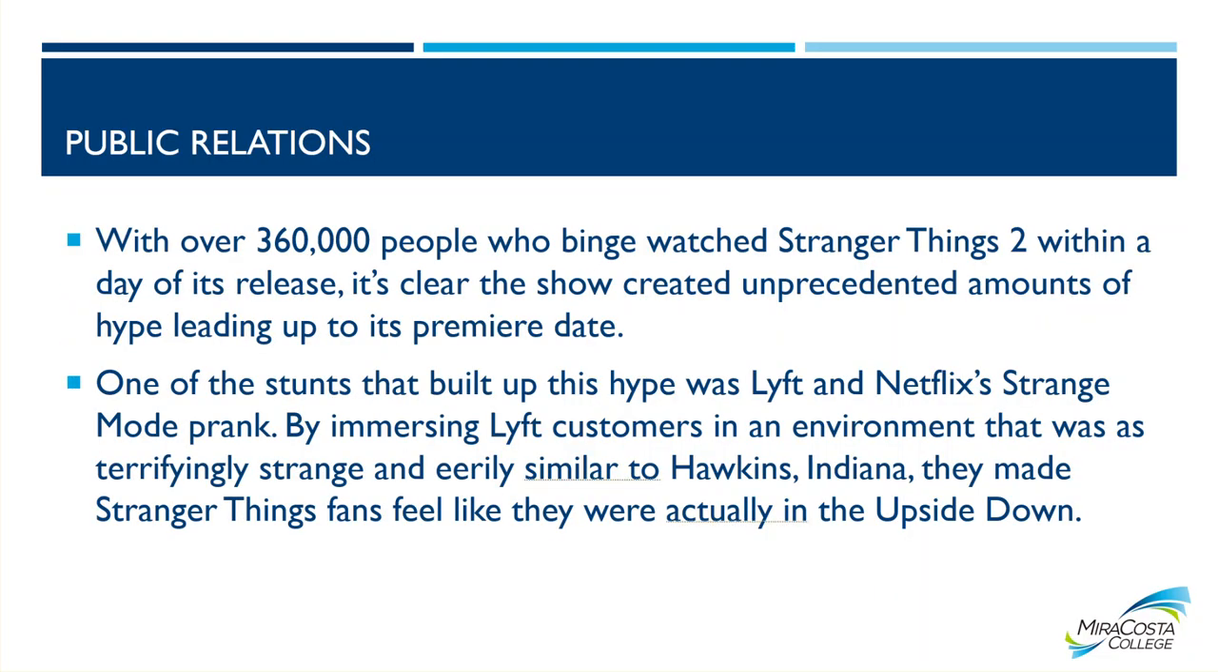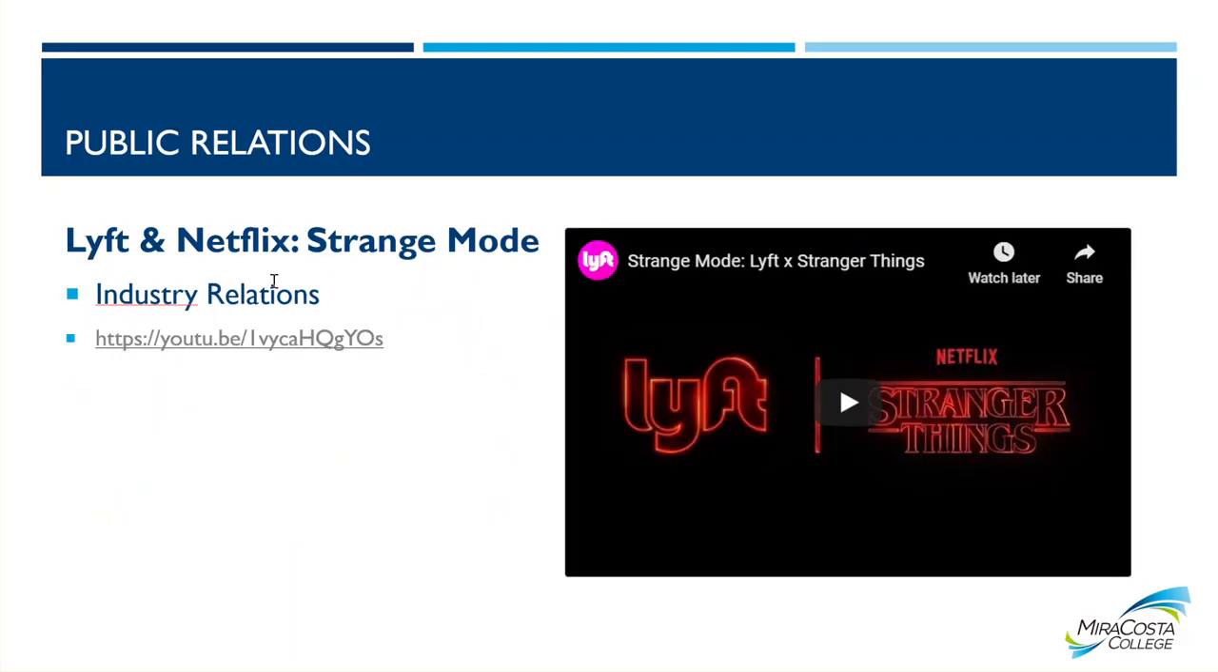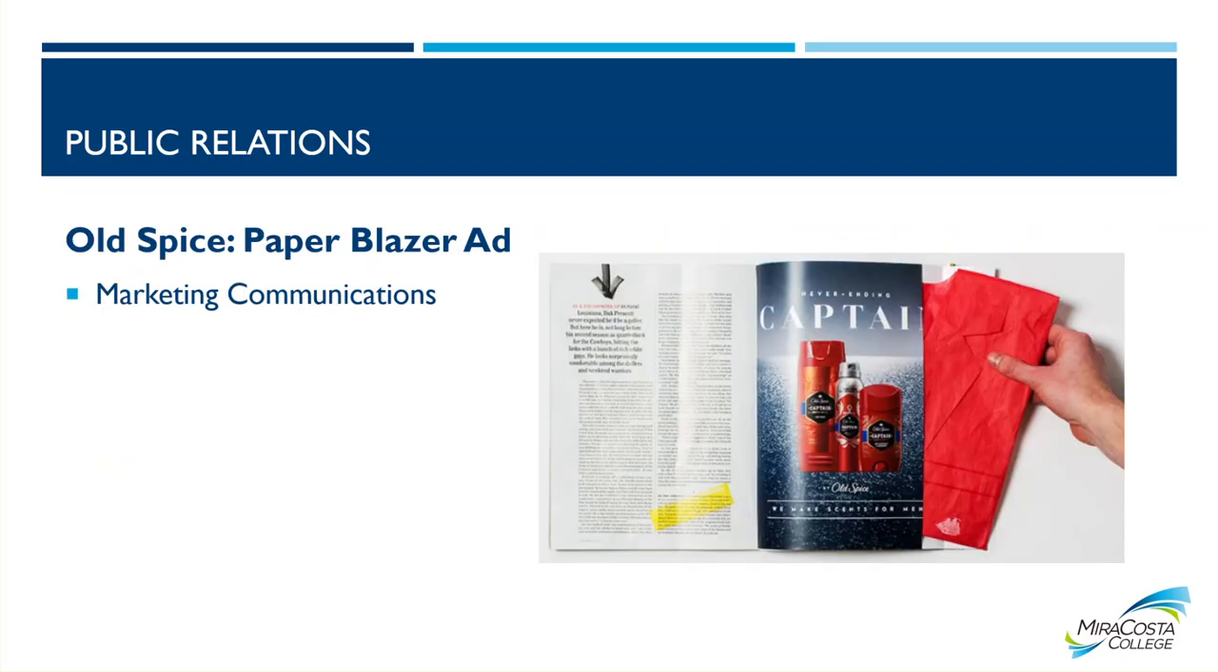With over 360,000 people who binge watched Stranger Things 2 within a day of its release, it's clear the show created unprecedented amounts of hype leading up to its premiere date. One of the stunts that built up this hype was Lyft and Netflix's Strange Mode prank. By immersing Lyft customers in an environment that was as terrifying, strange, and eerily similar to Hawkins, Indiana, they made Stranger Things fans feel like they were actually in the Upside Down. So, public relations as a collab with Netflix.